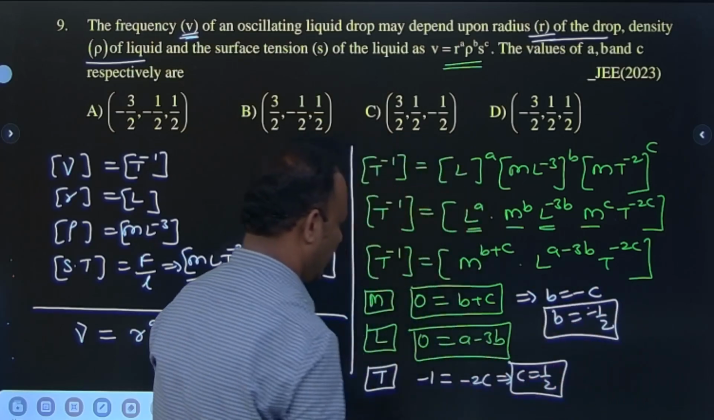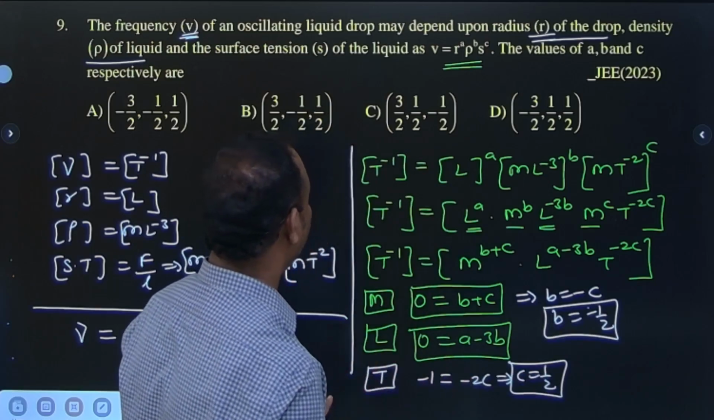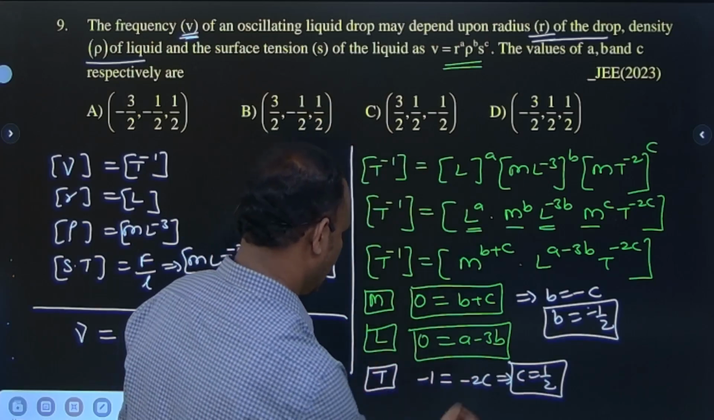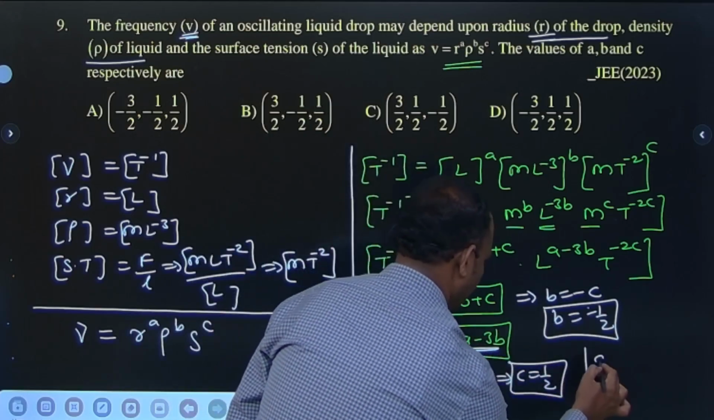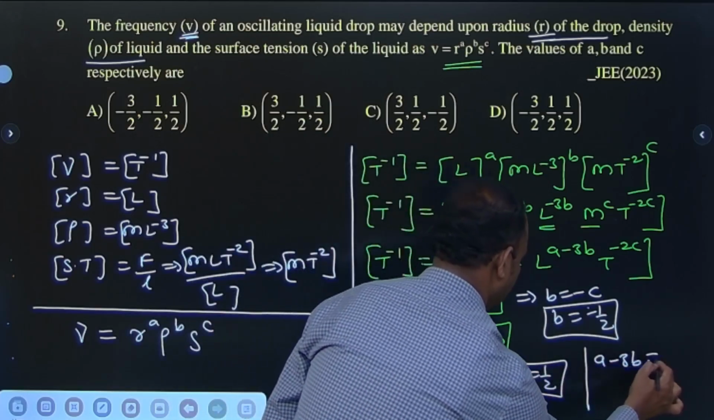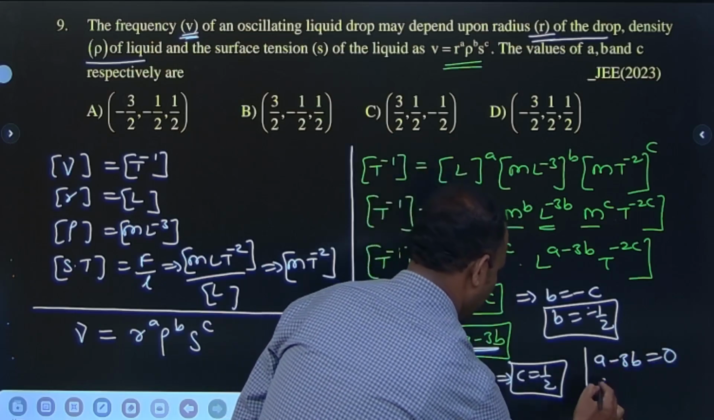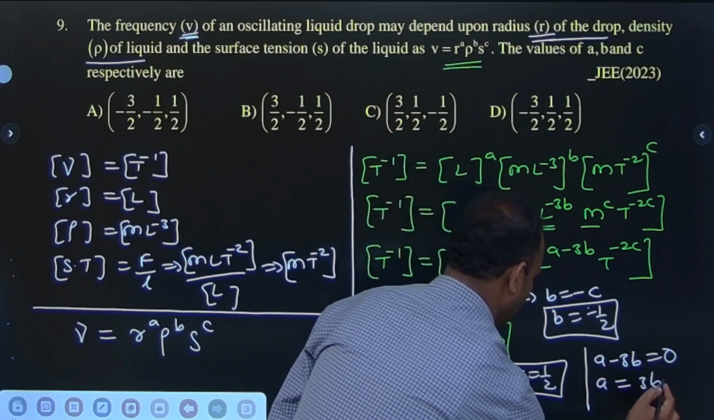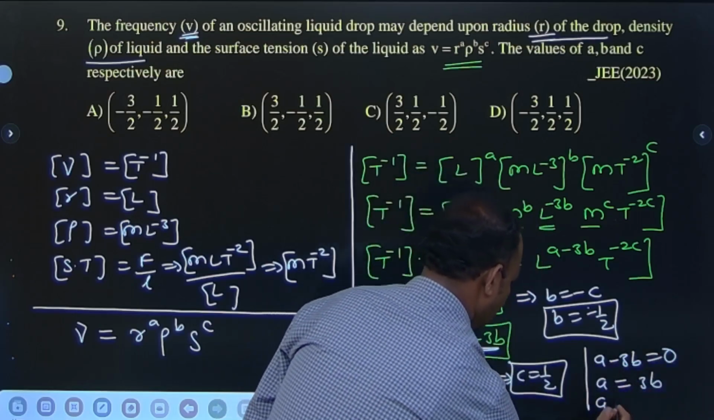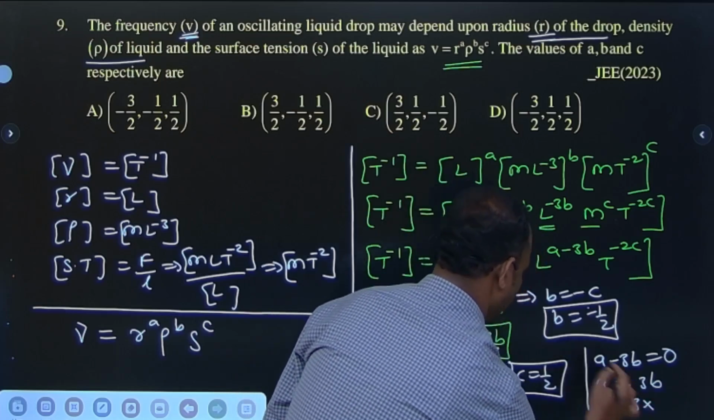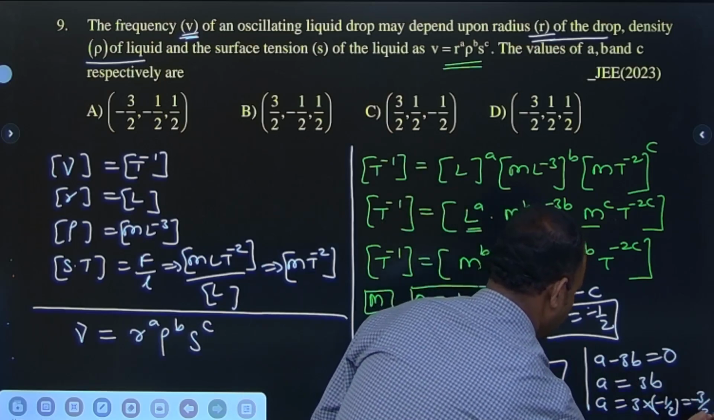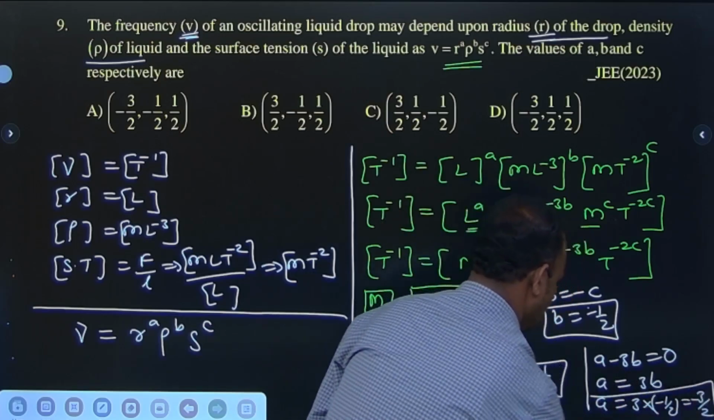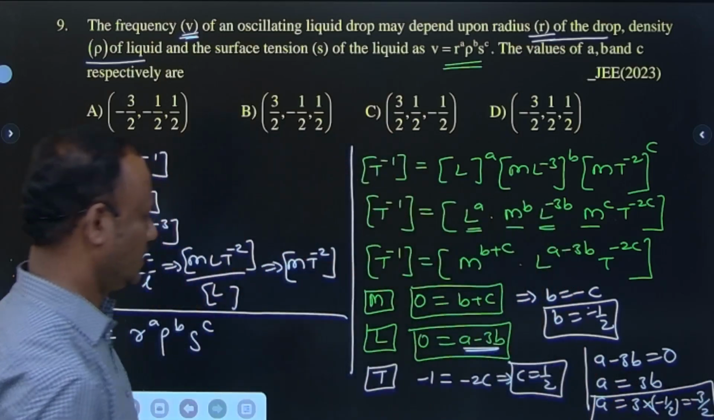Next I need to go about this relation: A minus 3B is equal to 0, so A is equal to 3B. Then A is equal to 3 times B, which is minus 1 by 2, so minus 3 by 2 is the next relation. So then what do you write? Option A.